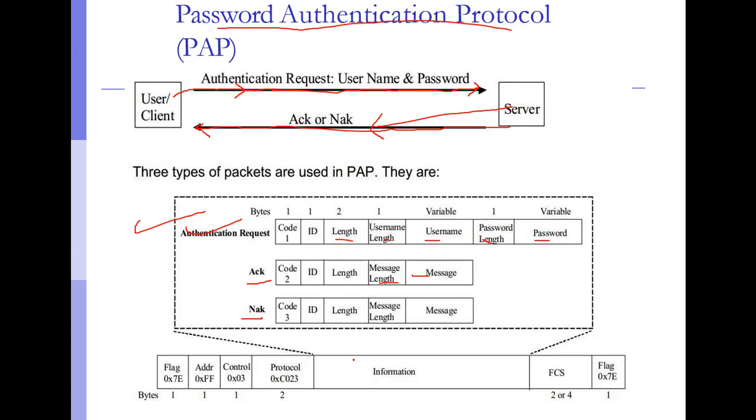And this is all stored in the information field. Over here in the start, you can see that the start and end will be flags, and there will be the address, the control, and the protocol of the upper layer, and this will all be stored in this information field. So this is basically PAP. Let's revise it: it is initiated or originated by the client, and it is responded to by the server.